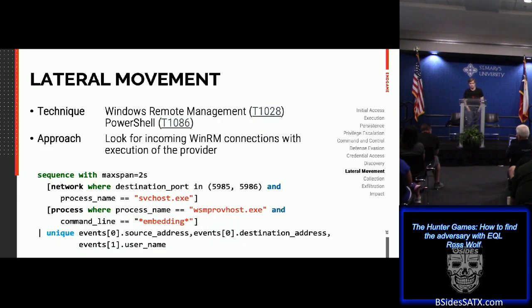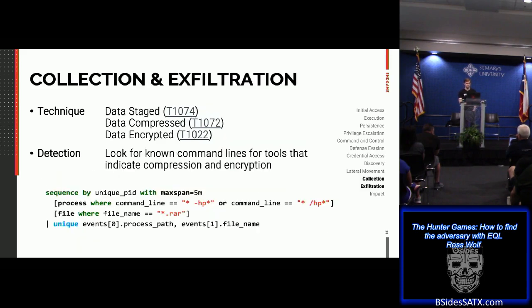Looking for lateral movement, you could look for remote PowerShell over WinRM, so seeing an incoming network connection followed by the PowerShell provider host. And since you've got both of those, the nice thing is you know where it came from. You've got the incoming source address, and you have the user that the process ran as. So you know who's running remote PowerShell as well.